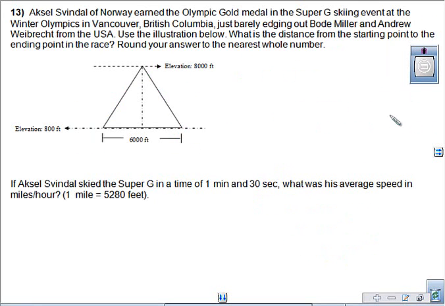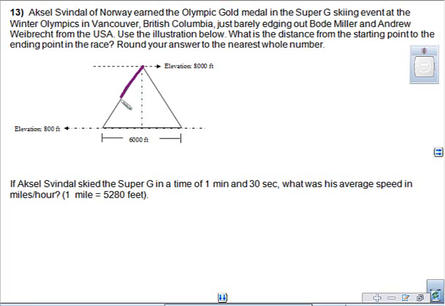This is another Olympian in a skiing event. It's called the Super G, and they're skiing down this mountain right here. This is the slope that they're skiing. Here's their starting point and their ending point. Okay, you're asked the distance from the starting point to the ending point of the race. Okay, so what I've highlighted here in purple.